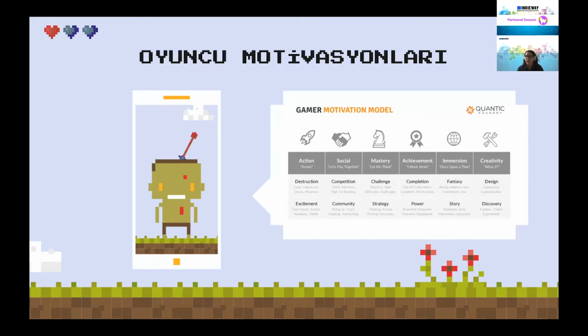So here you would see the gamer motivation model: action, social, mastery, immersion and creativity. Well, here you would see that, for example, if it is distraction, there would be some arms. And here we try to understand their motivations. And this is how we maybe shape our games according to the motivations of the gamer.